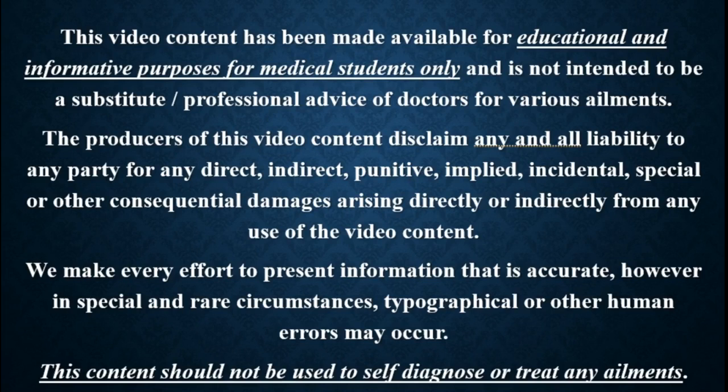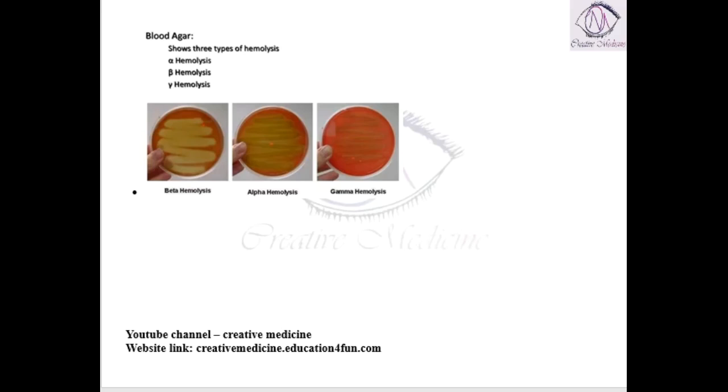In this lecture, we will learn about blood agar showing three types of hemolysis. So in the blood agar we have alpha hemolysis, beta hemolysis and gamma hemolysis. Alpha hemolysis will show greenish colored hemolyzed material. Then in beta hemolysis you will see complete hemolysis. Alpha hemolysis is a little partial hemolysis. Gamma hemolysis is no hemolysis seen at all.